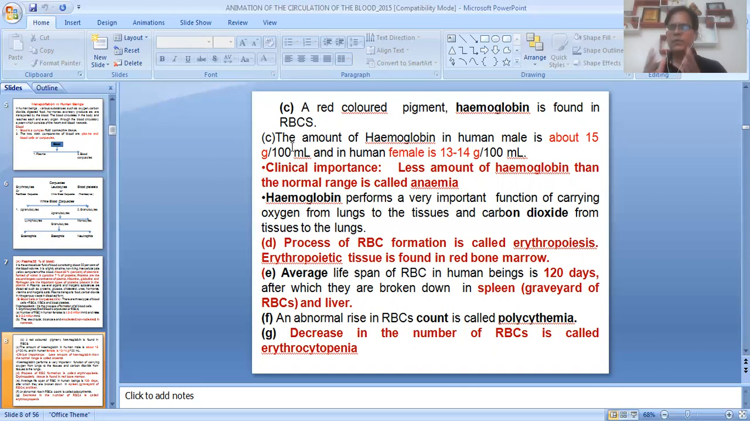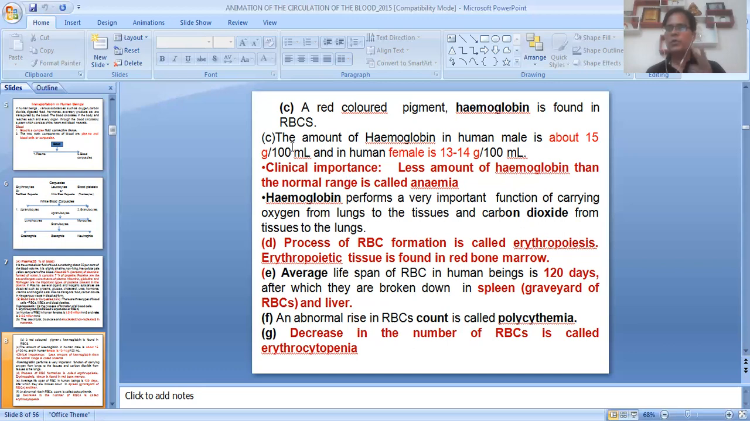Lack of RBC. Hemoglobin performs a very important function of carrying oxygen from the lungs to the tissues and carbon dioxide from the tissues to the lungs. That is the function of hemoglobin, right? Now, the process of RBC formation is called erythropoiesis.